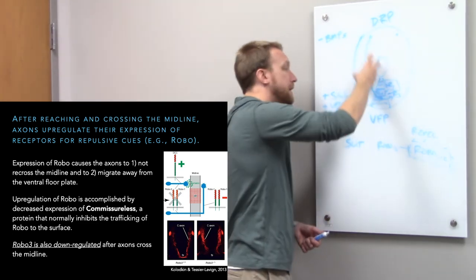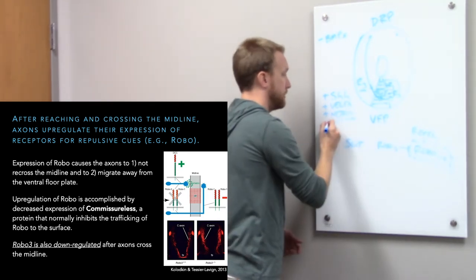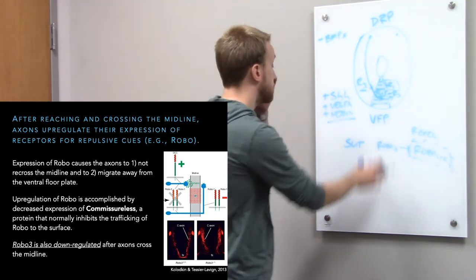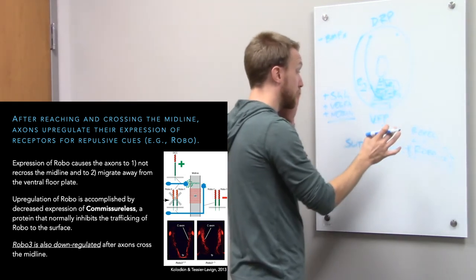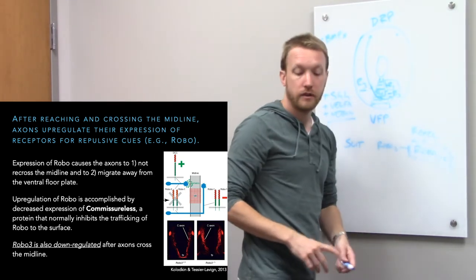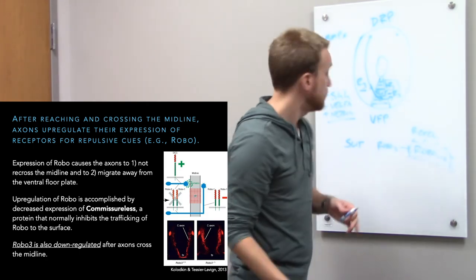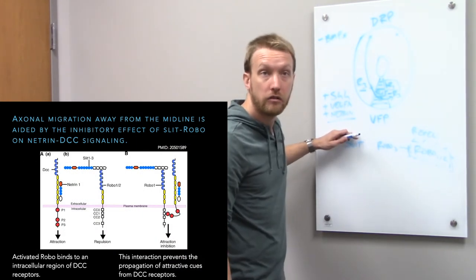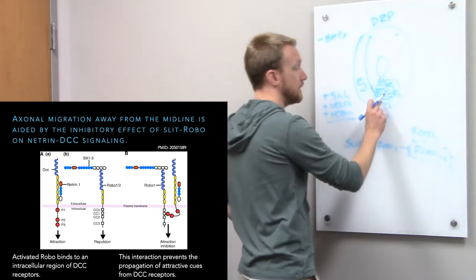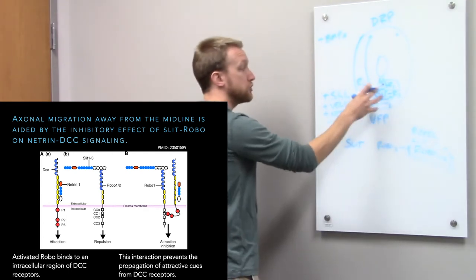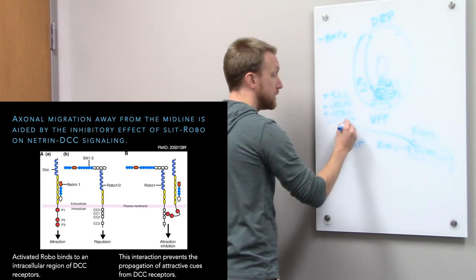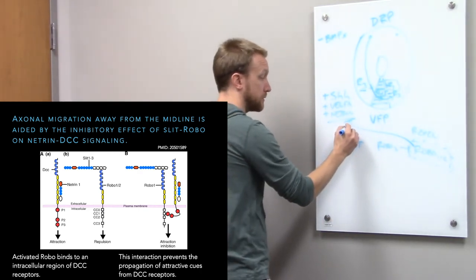Now, of course, we're drawn down here very strongly by netrin. We just don't mind the slit. Slit isn't repelling us. Once we get down there into the ventral floor plate, now we mind slit, we leave, and not only that, we no longer care about netrin. So if we're going to grow away from the midline, if we're going to actually leave, we have to get rid of this attractive cue of netrin. So what Robo 1 does is inhibit DCC receptors.